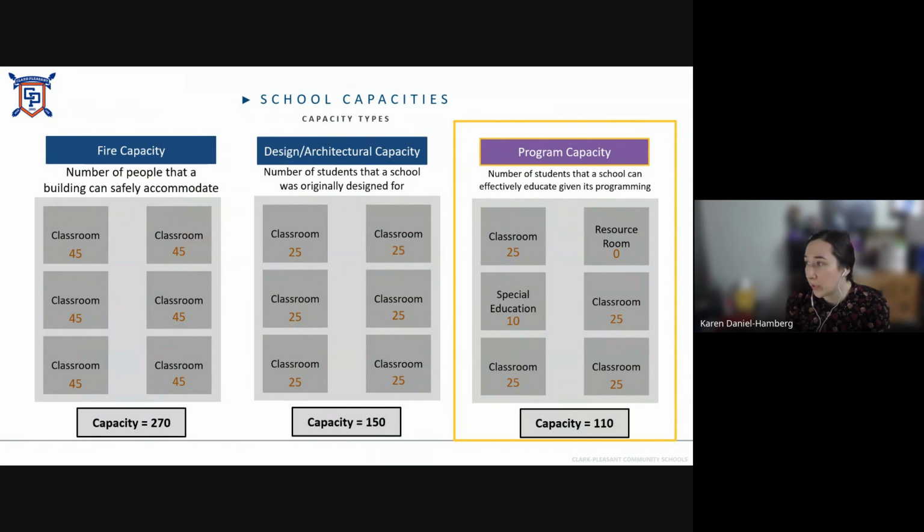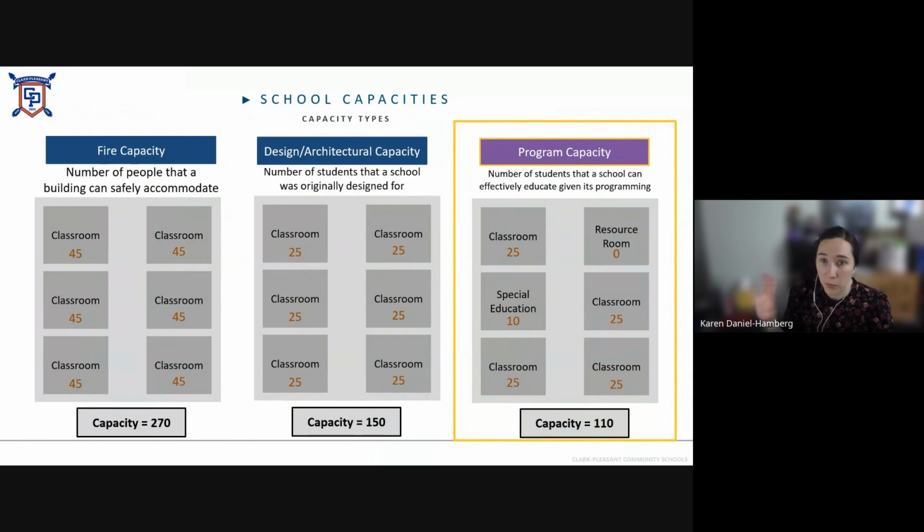So in our little example hallway here, we have, again, the same 6 classrooms. 4 of them are being utilized as normal general classrooms. 1 is a special education classroom, and the other is a resource room. So the programmatic or functional capacity of this little hallway, in my example, is actually 110.